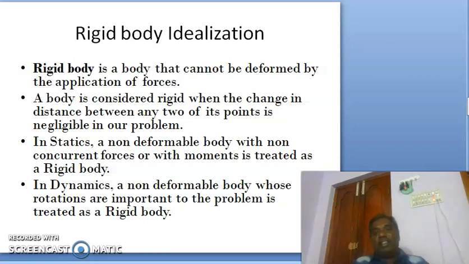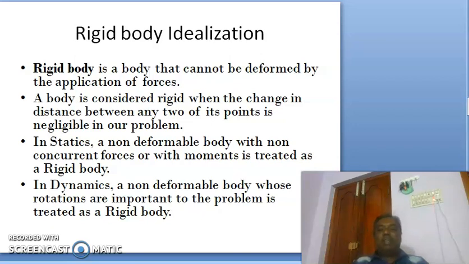But still, this engineering idealization is not just about rigidity. It is about that non-deformable body, whether it has any non-concurrent force or any moment applied upon it. So it is all about whether a body is a particle or not. If a body is not a particle under engineering mechanics, it is referred to as a rigid body.